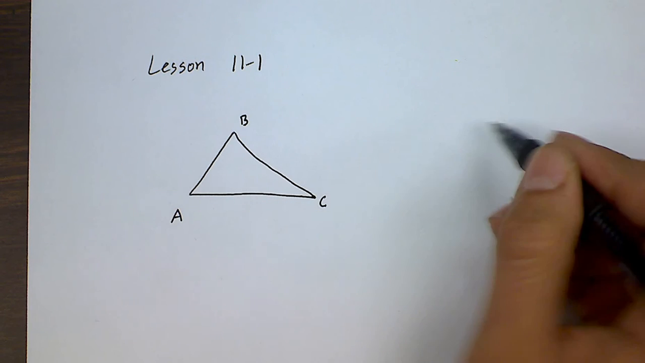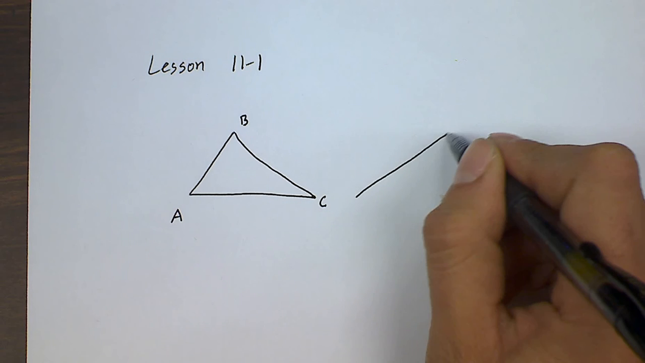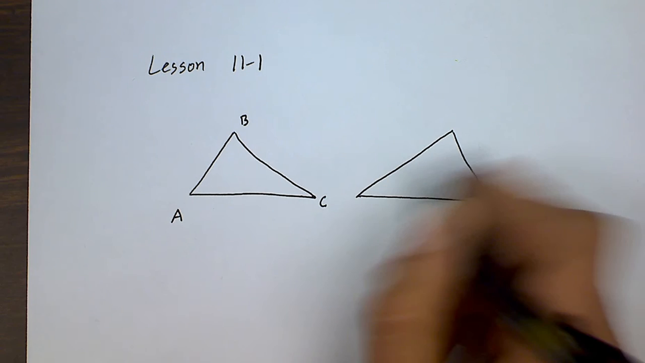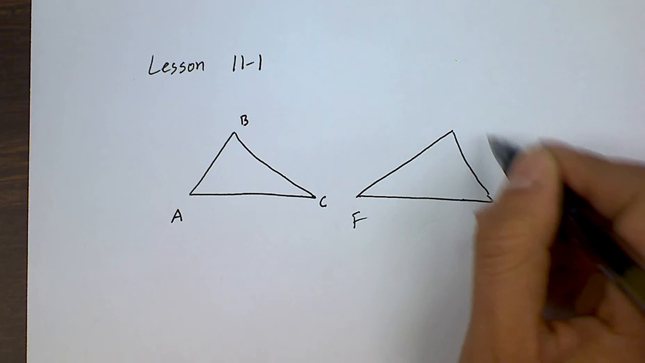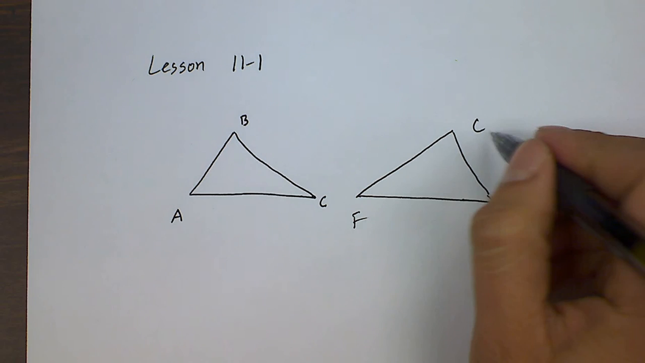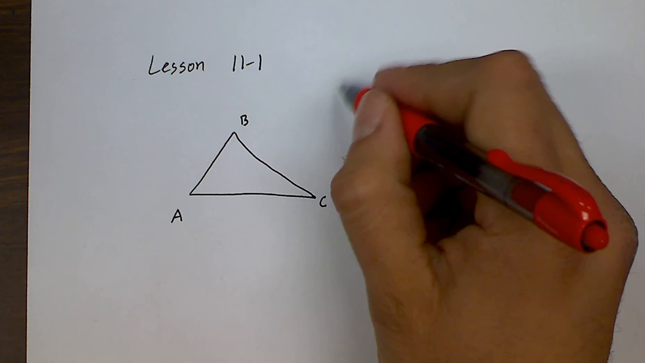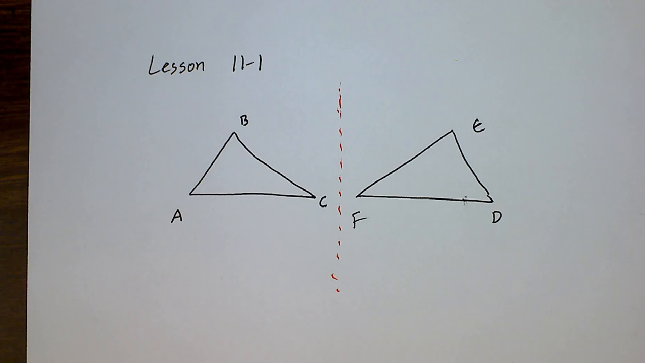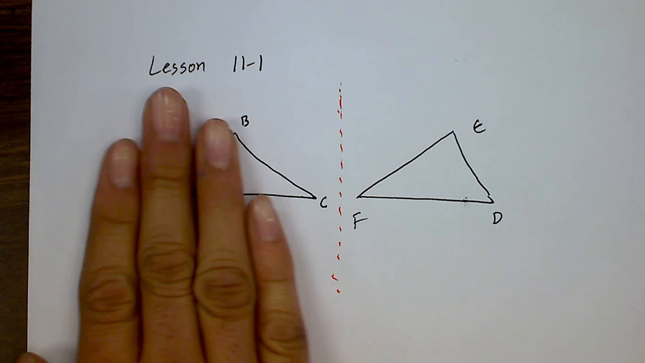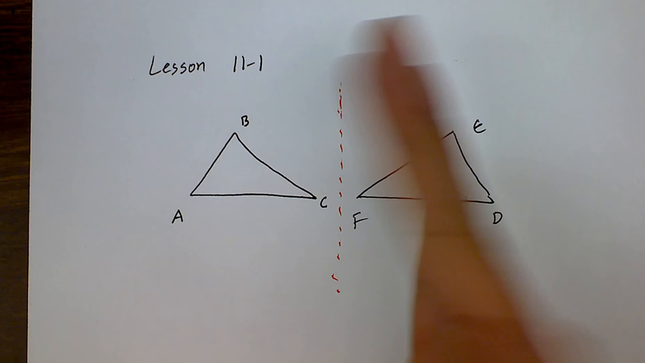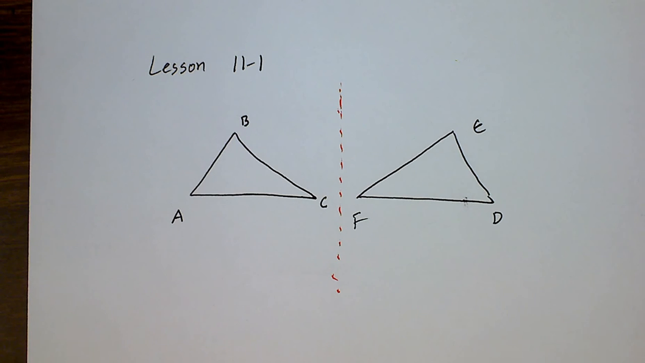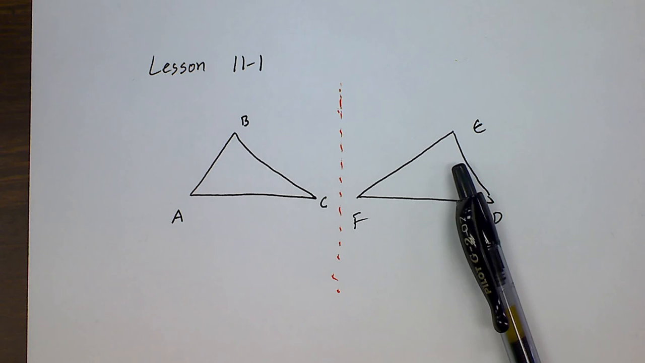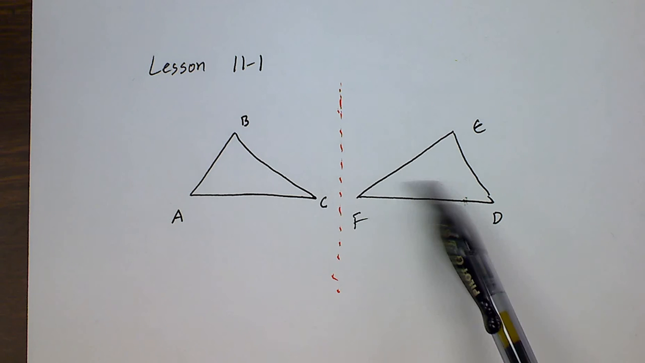And then we have another triangle that is kind of flipped, and this one is F, D, and I'm sorry, E. So then, let's assume that there is a line of reflection. That means we reflected triangle ABC over this line. So we can call it the y-axis. When that happens, we create a new triangle that has the same size and the same shape.